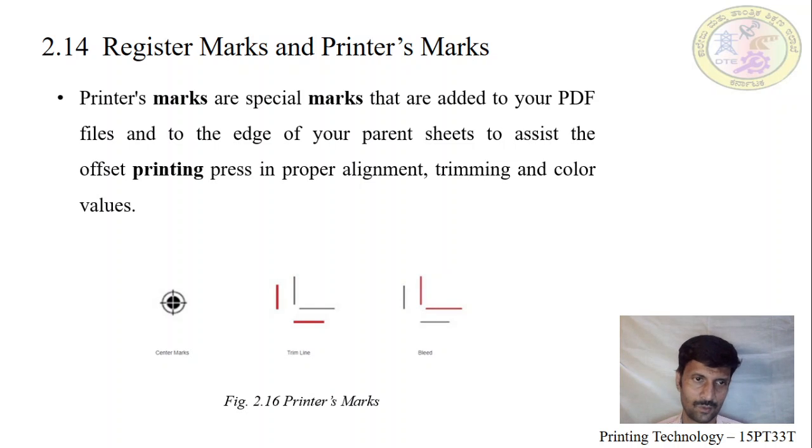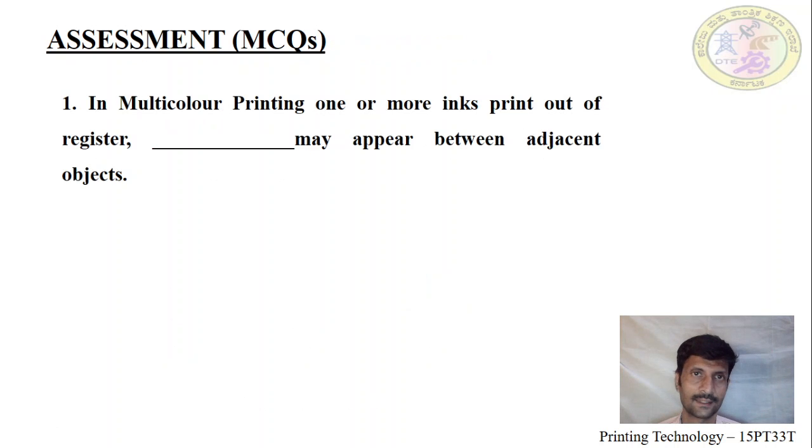There are three types. One is the center mark, which makes the alignment of the printed sheets or the color. Then the trim line will guide the trimming edges of the sheet. Then the bleed mark. The bleed mark will help avoid excess text or images coming around the area. If it comes out in the bleed area, then while trimming it will cut out the image or text. This is the use of printer marks.